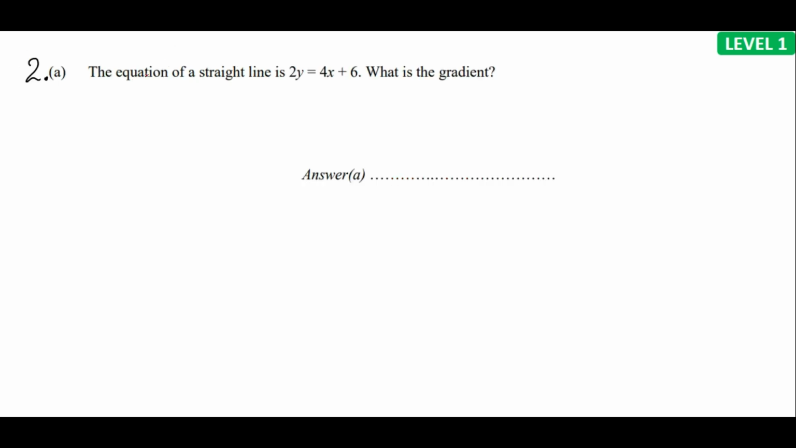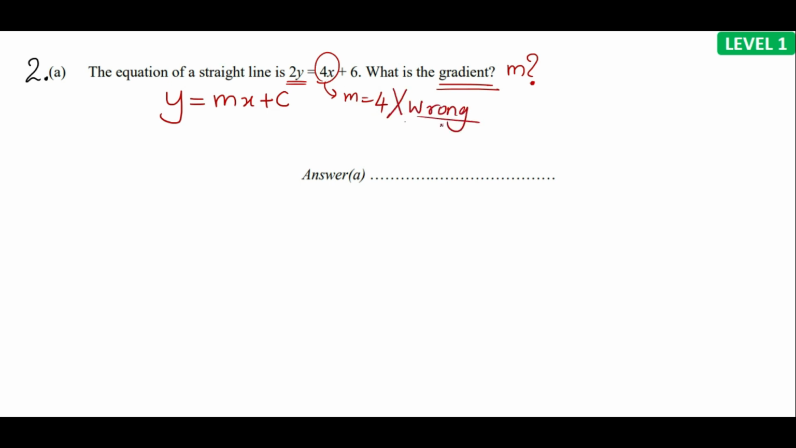Question 2. The equation of the straight line is 2y equals 4x plus 6. What is the gradient? So the question is to find m. Now we can see that the equation given is not in the form y equals mx plus c, because along with y you have a 2 here. You will have a tendency to quickly write the answer for m as 4, the value that comes with x, which is wrong, because here the equation is not in the form y equals mx plus c, it is 2y.